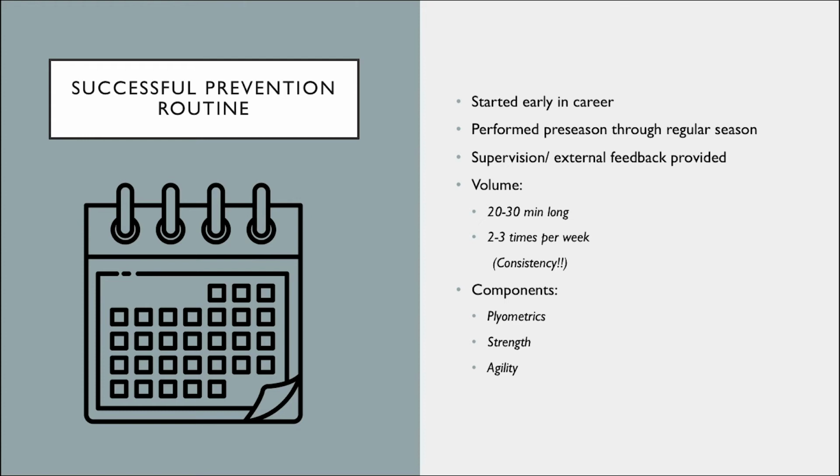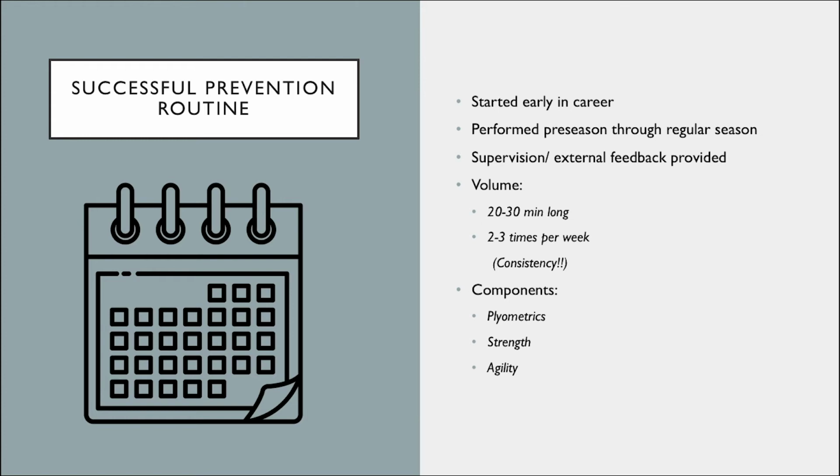The best results are seen in athletes that are under 18 years old, and that just primes them moving forward into a more competitive career later on. These routines should be performed starting in preseason and then be carried out throughout the regular season as well. And supervision to provide some external feedback should be provided. So coach, training staff, someone being there to cue athletes during their routine to make sure that exercises are done properly.